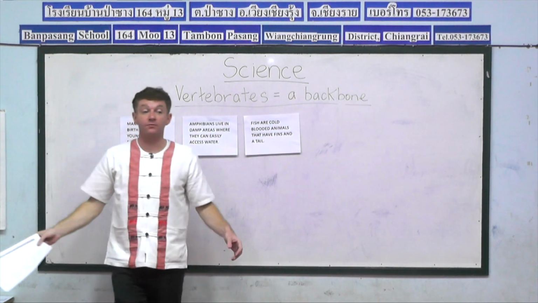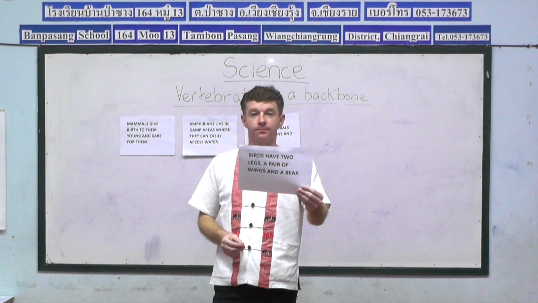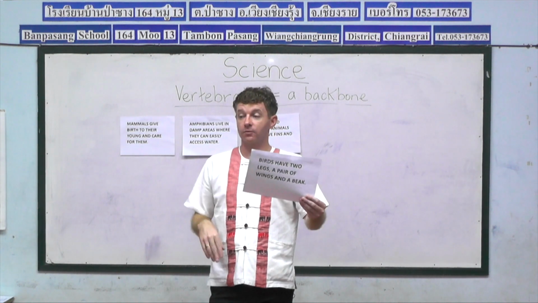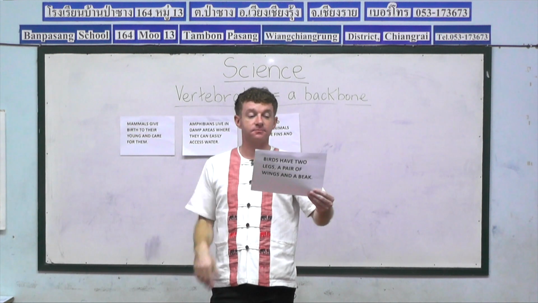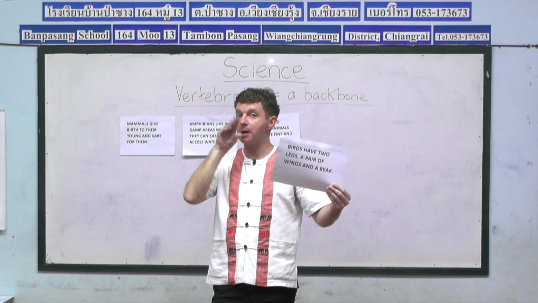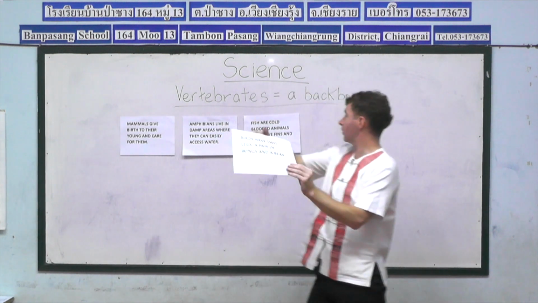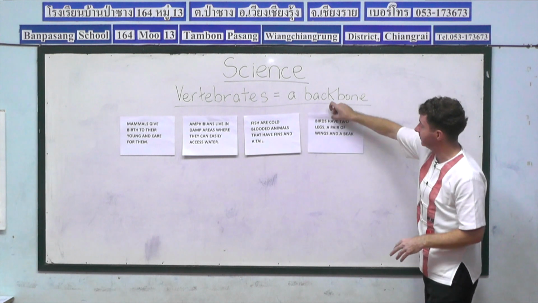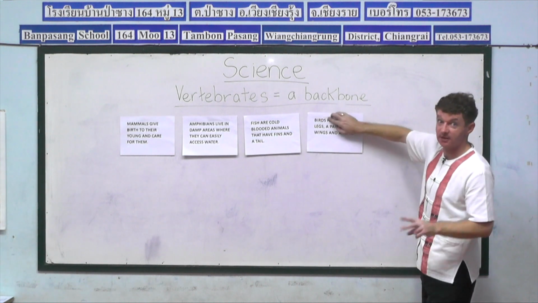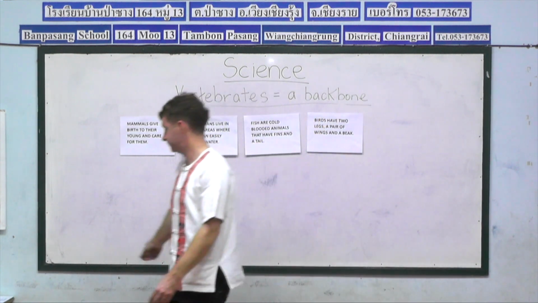And the next ones, the vertebrates we see in the sky, birds have 2 legs, a set of wings, or a pair of wings, and instead of a mouth, birds have a beak. Okay, so every bird on the planet you will see has those characteristics: 2 legs, a pair of wings, and a beak.